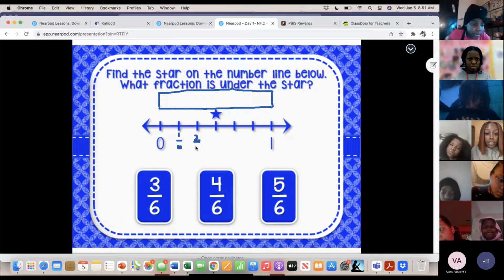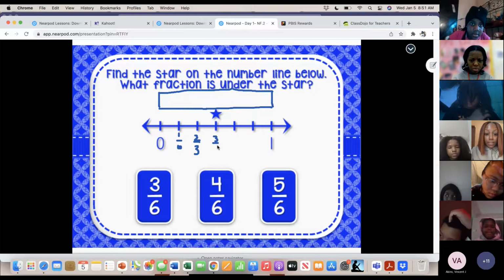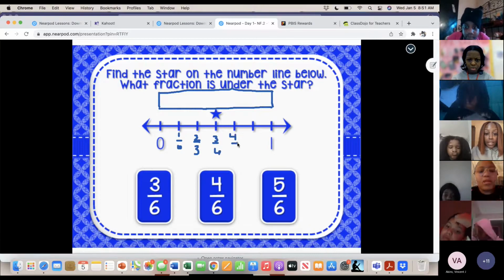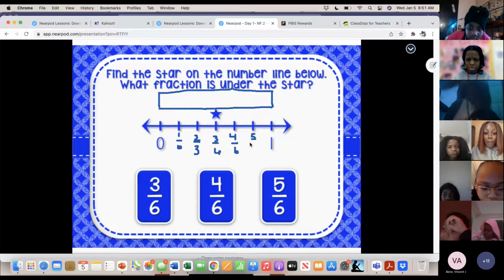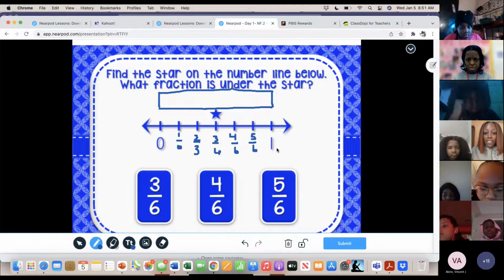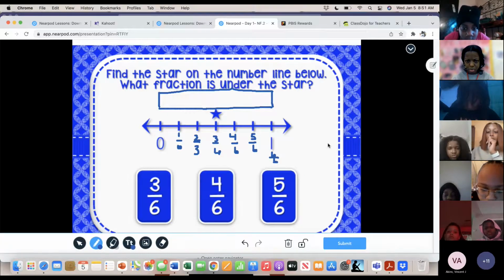2/6, 3/6, 4/6, 5/6, and then Maisha, I want you to help me because you mentioned this earlier. So if this is 5/6, then I will also put 6/6 here. What would 6/6 represent, Maisha?